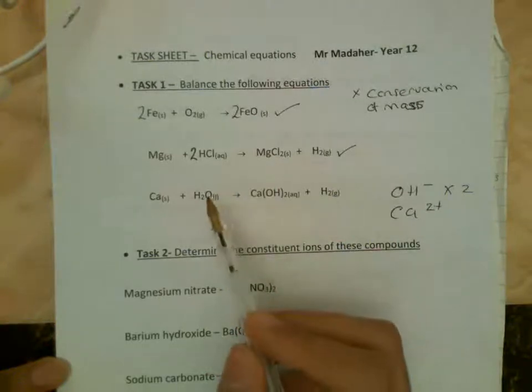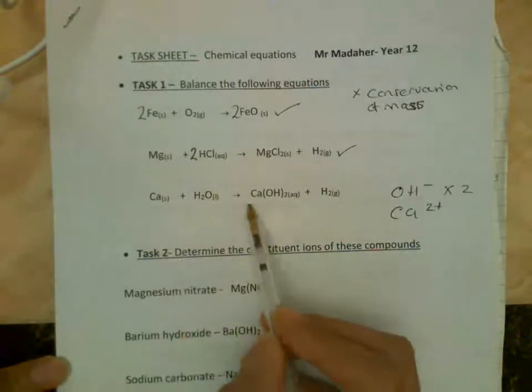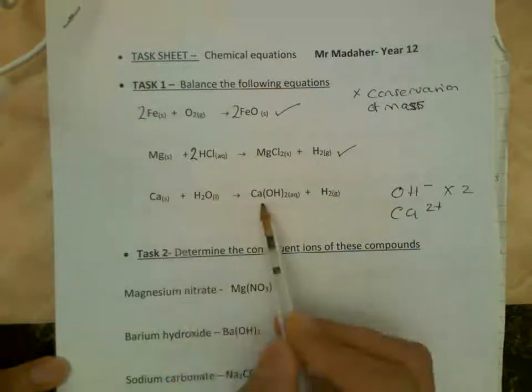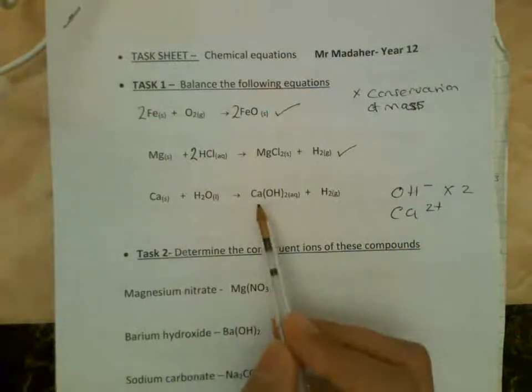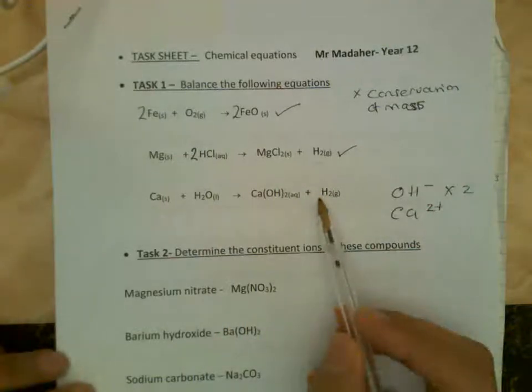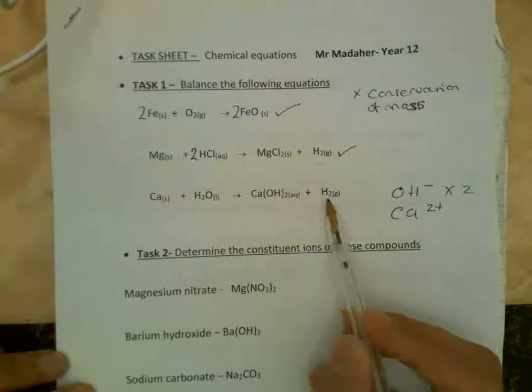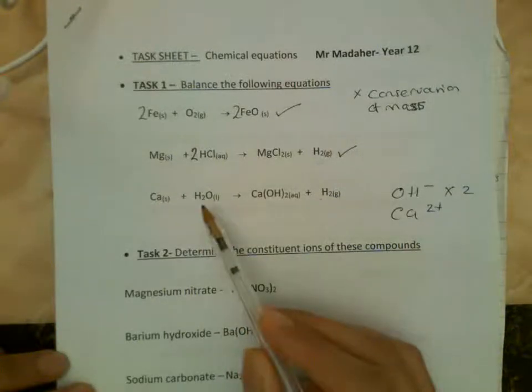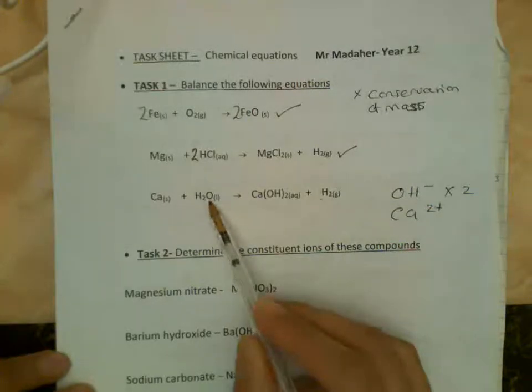So now, first things first, we have a look at our metals. Are our metals balanced? In this case, yes, they are, because we have one calcium and one calcium here, so that's all good. Now, let's have a look at the non-metals. Let's have a little look at hydrogen. We've got two hydrogens here, two hydrogens here, so that's all fine for now. The only atom that we haven't looked at is oxygen.